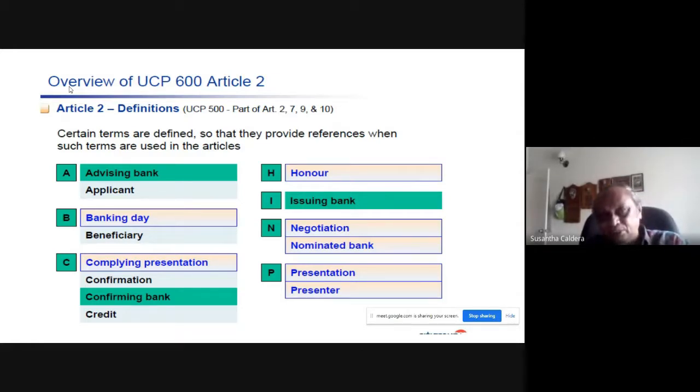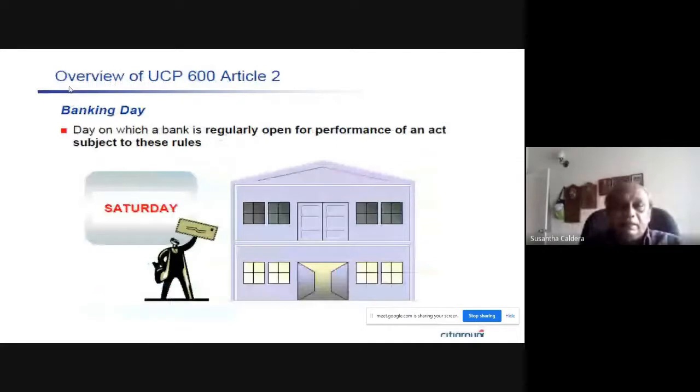Under Article 2, under definition, it's there. H means honor. I, issuing bank. N, negotiations and nominated bank. P, presentations and presenter. All these definitions are being given under Article 2. In Article 2, it says banking day.